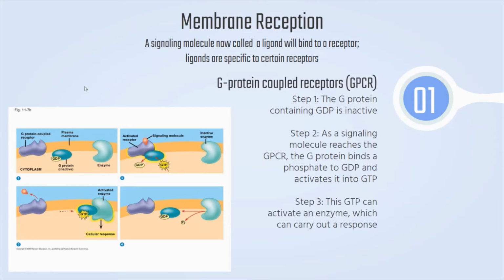In the next step, the GTP is able to activate an enzyme, and this is used to carry out a cellular response. And finally, GTP will return to a GDP, and it will be recycled just like ATP is recycled with ADP.